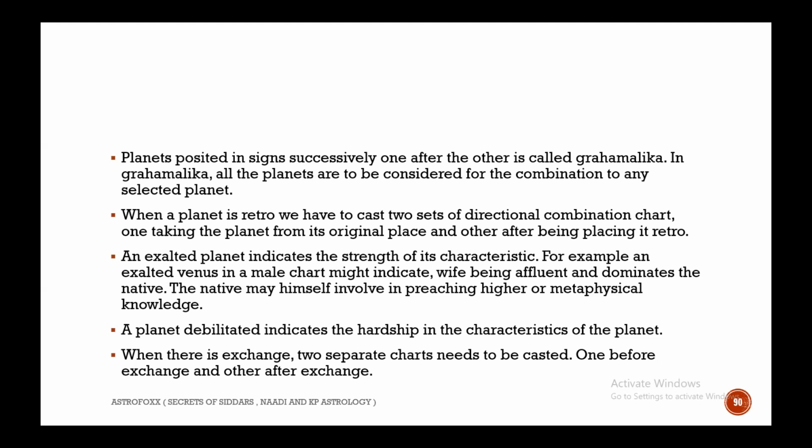Planets posited in signs successively, one after the other, is called Graha Malika. In Graha Malika, all planets are to be considered for combination to any selected planet. When a planet is retro, we have to cast two sets of charts. That is what I showed you sometime back.